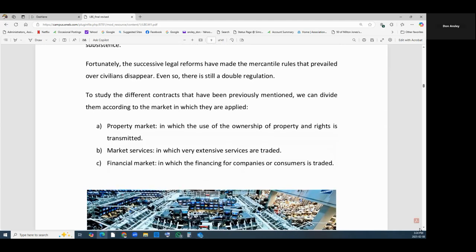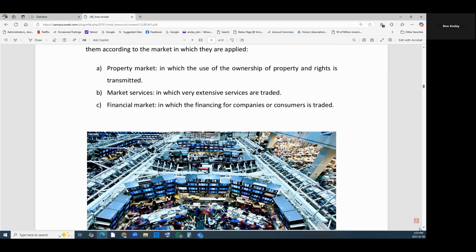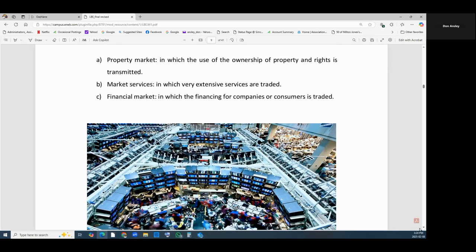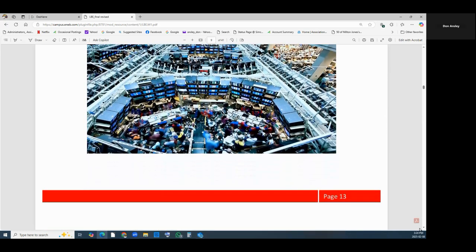To study the different contracts that have been previously mentioned, we can divide them according to the market in which they apply. Property market, in which the use of the ownership of property and rights is transmitted. Market services, in which very extensive services are traded. Financial market, in which the financing of companies and consumers is traded.